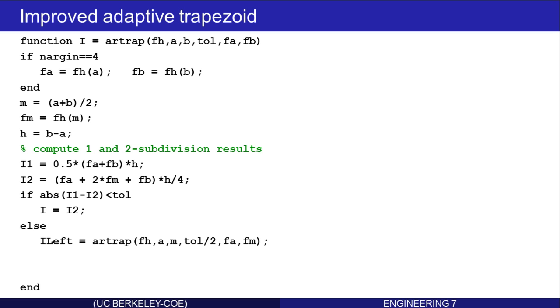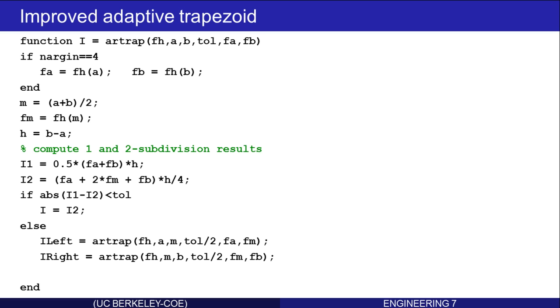fm was computed in this instance of the function, and it is known. Let's pass those on to the next call so that there's no need for the next call to compute f of a or f of m. Similarly, for the other recursive call, the first four arguments are what they used to be.